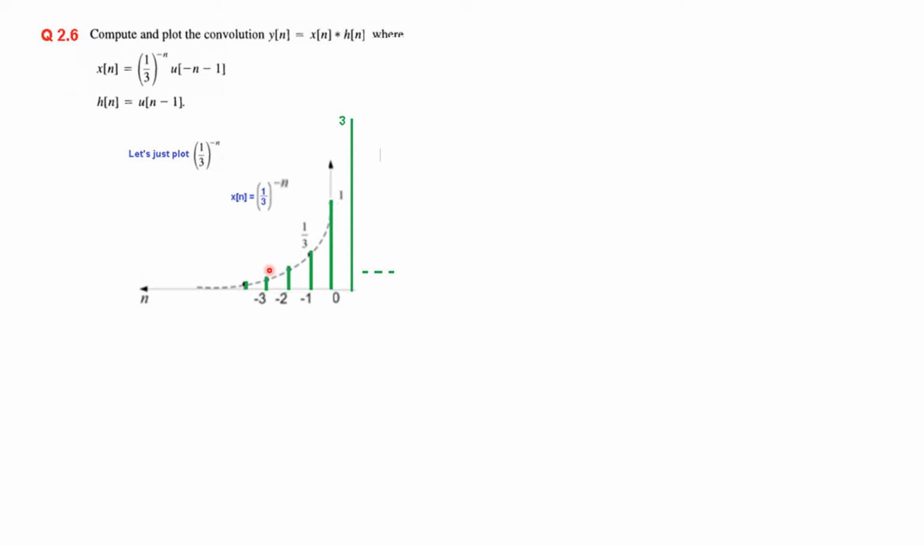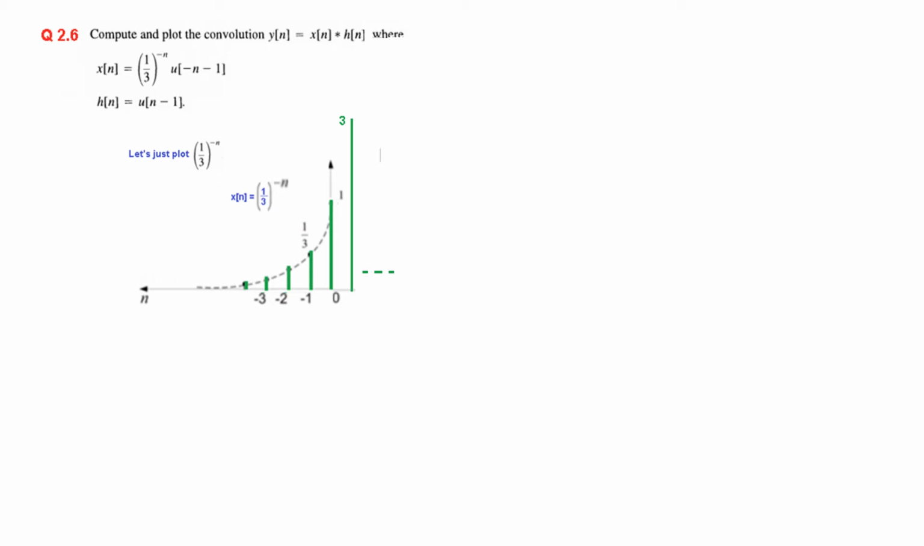And if you move towards the left hand side, that is n equal to minus 1, so minus 1 minus minus plus, so power 1. 1 over 3 power 1 will be 1 over 3. So this is the plot of the first part here, that is (1/3)^n. Now what will happen when we multiply this by u[-n-1]?